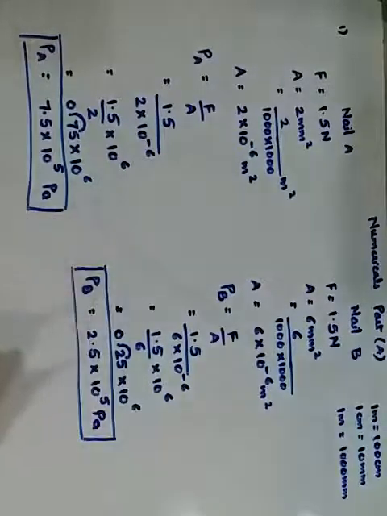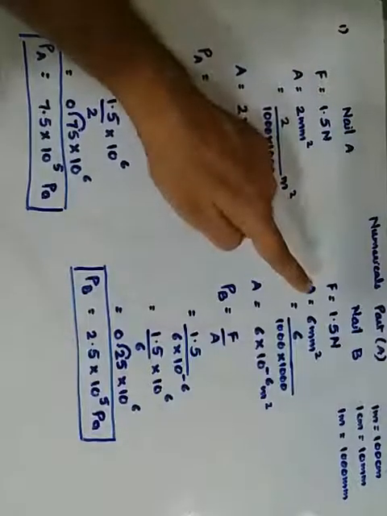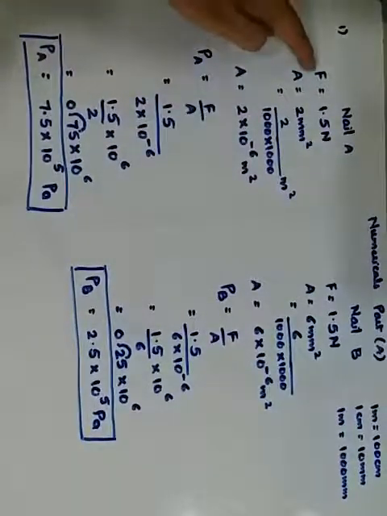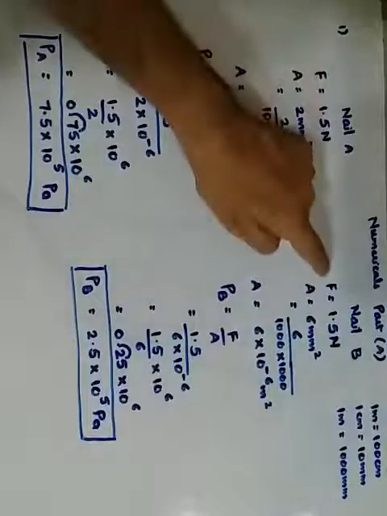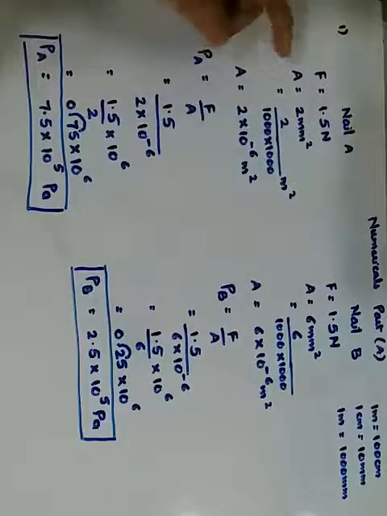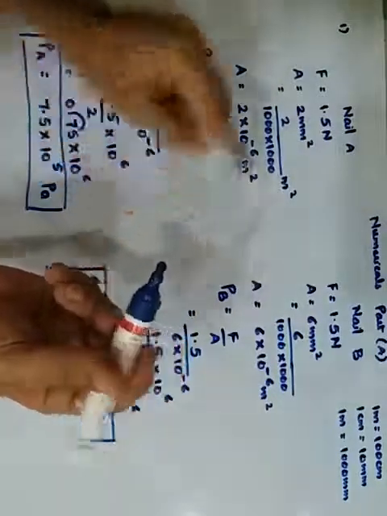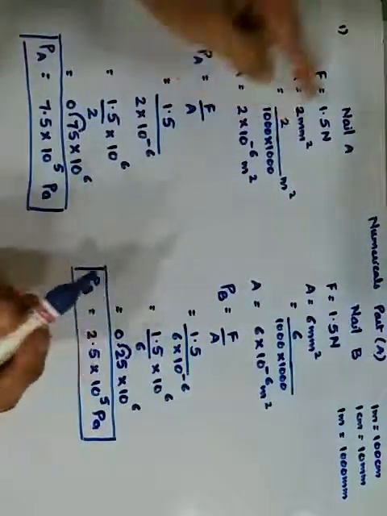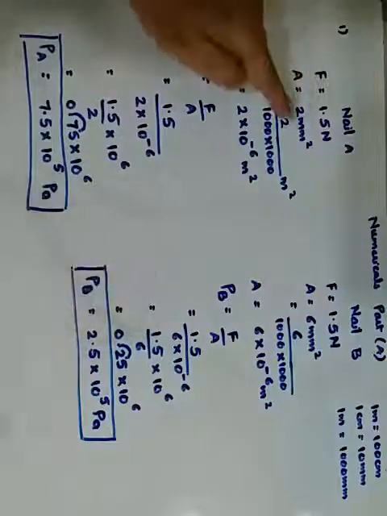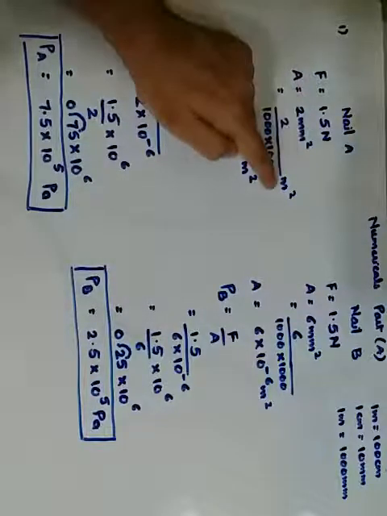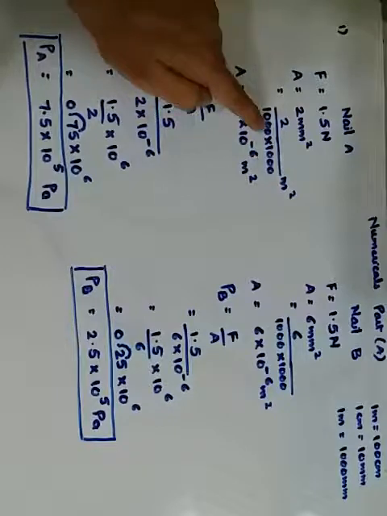Okay, so what I did was simple. Two nails were provided, nail A and nail B. They had given the force acting on each nail as 1.5 Newton, 1.5 Newton. The area of the tip of the nail, the cross section area, was 2 millimeter square. But since we are solving in SI unit, we need to convert this millimeter square into meter square. That's why I have divided by 1000 into 1000.